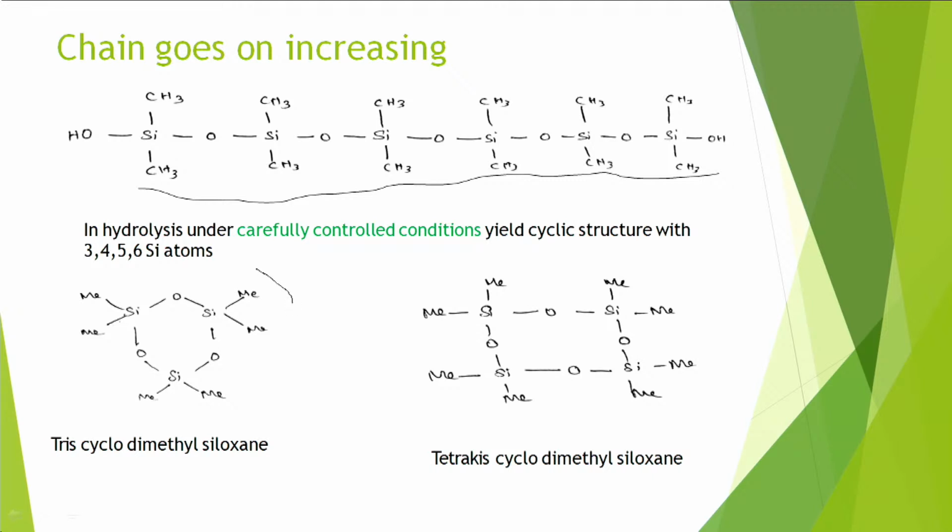Sometimes it could also lead to the formation of cyclic compounds. For example, here I am showing cyclotrisdimethylsiloxane and here cyclotetradimethylsiloxane. So in controlled conditions we can form cyclic structures of silicon with 3, 4, 5, 6 silicon atoms.